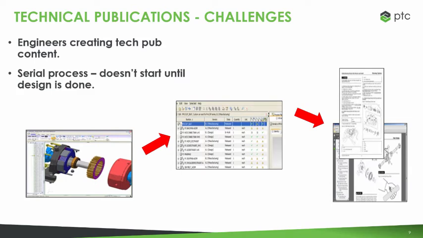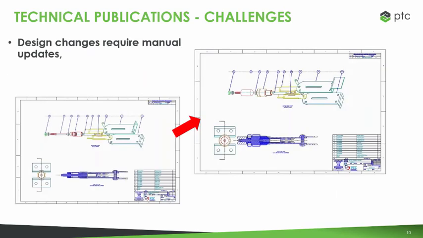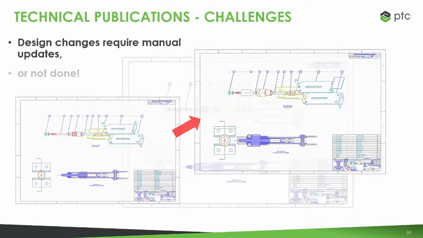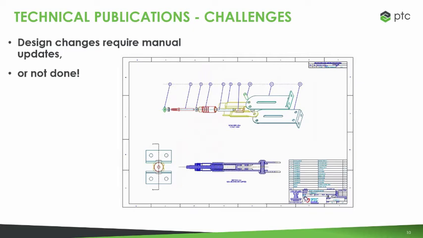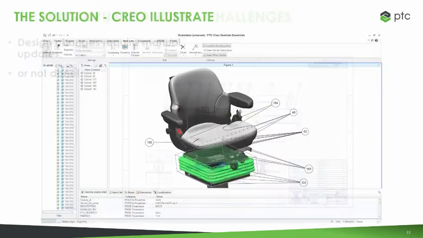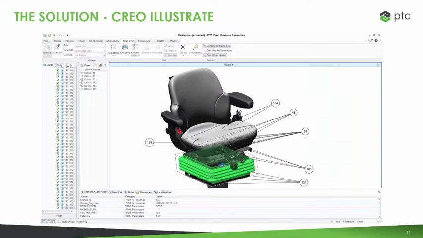And because this is a serial process, you usually don't start until that design process is done, because again, if there is an update, then it might not be updated at all, especially when you have to go through that manual process to make any of those changes or change what parts are being visualized there. And then again, just might not end up being done depending on how that process flows. And so that is why PTC created Creo Illustrate, to address those issues where you have engineers creating your technical publications and not being updated because it's just not a smooth transition or smooth flow for that.